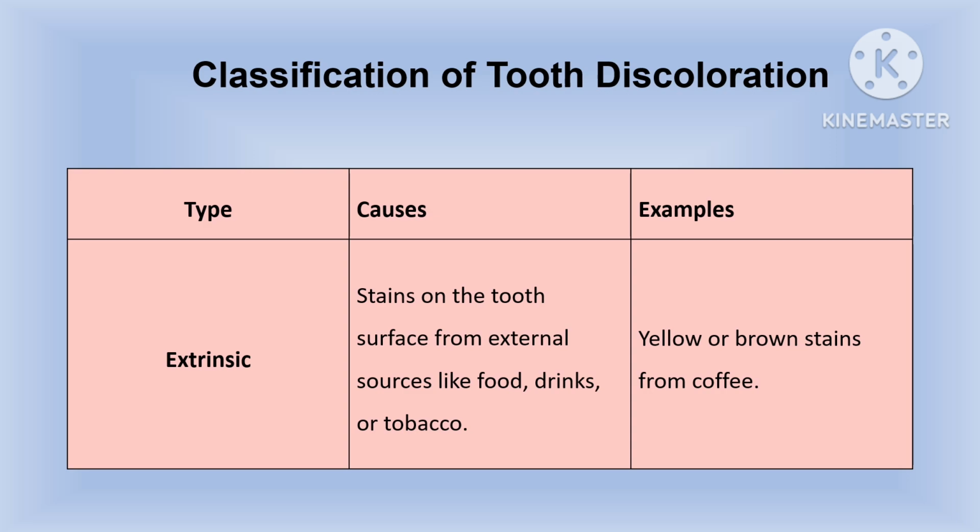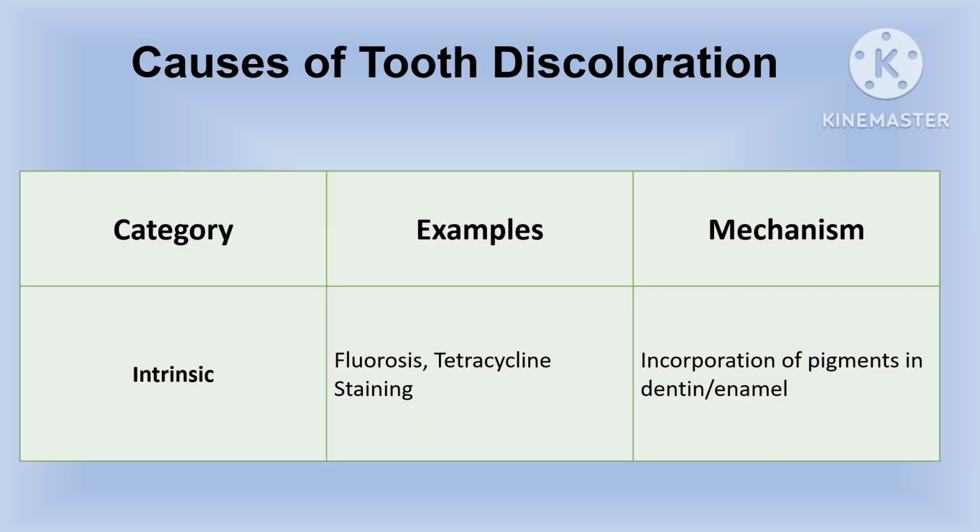Discoloration of the teeth can be classified on the basis of several factors, for example, location, etiology, and number of teeth involved. However, the most commonly followed classification is based on the location of the discoloration. On the basis of the location, the staining can be divided into two broad categories. First is extrinsic stains and second is intrinsic stains.